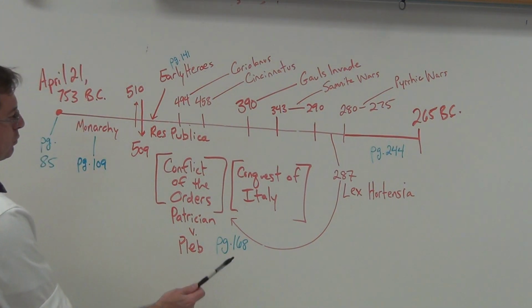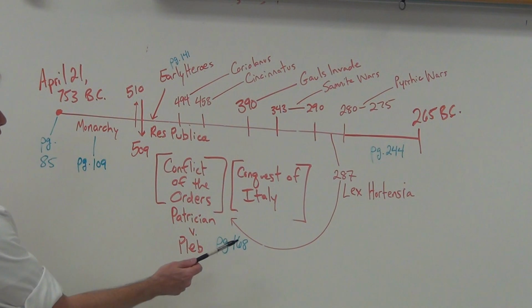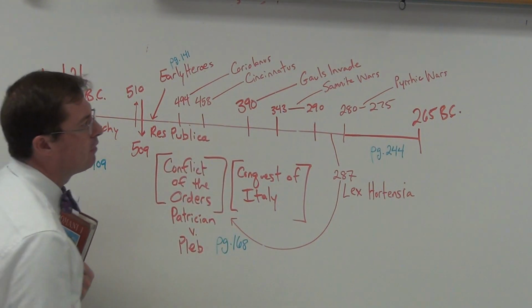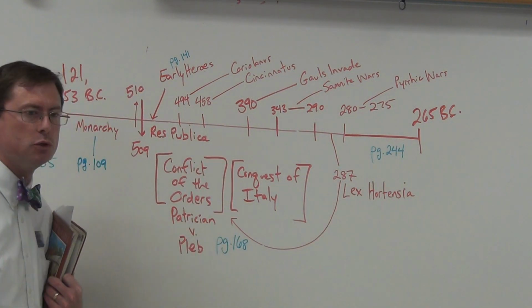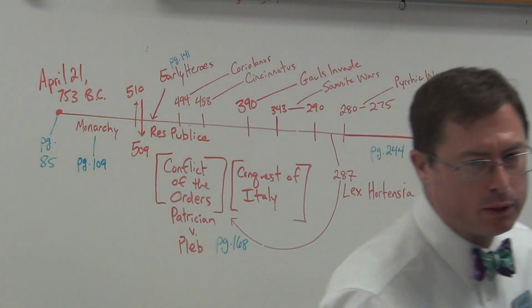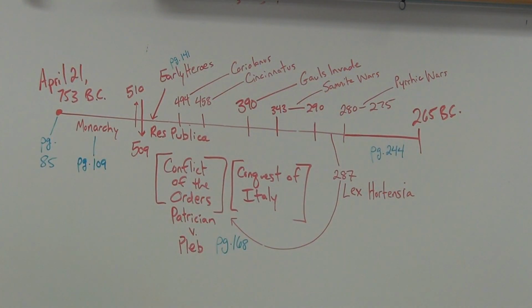Of course, in page 168 of Ecce Romani, you can read all about the early days of the Res Publica, and then Rome becomes a world leader in page 244. But I'll hopefully be able to cover most of those so that you can follow along.